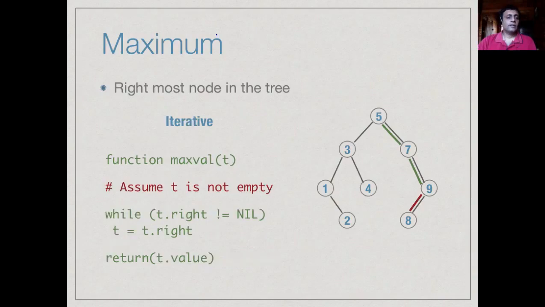And again, an iterative version of the same. We just chase pointers to the right. Right? So long as t dot right is not nil, we move from t to t dot right. And when we can't move anymore, we are at the maximum value, so we return that value.